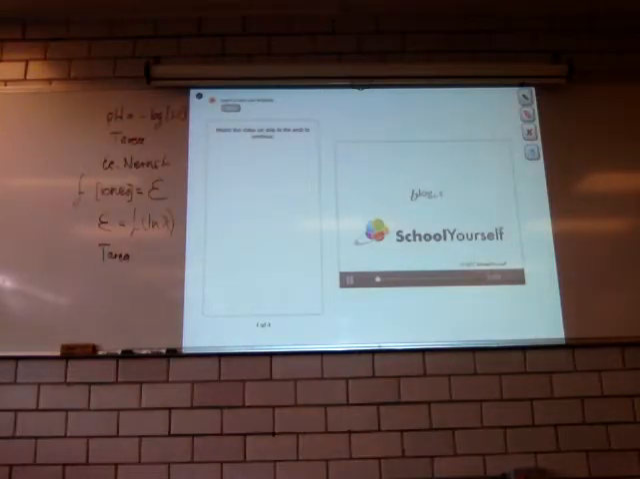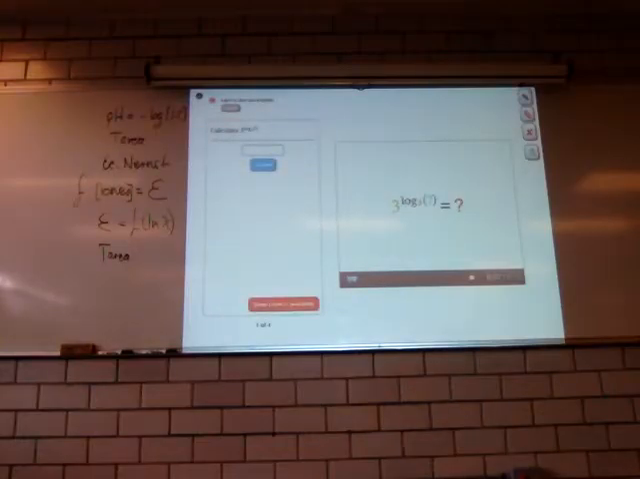In this tutorial, we'll look at raising a number to a power that's a logarithm with the same base. First, let's try a numerical example. Using your calculator, start with the number 3 and raise it to the power of log 7 base 3. What do you get?